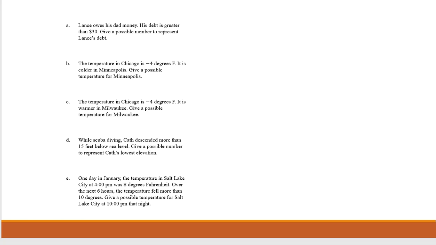Okay, so if his debt is greater than $30, well, we know a debt of $30, we could represent that by a negative 30. So if his debt is greater than that, then that means we could choose something like negative 35 or negative 40 or negative 56. All of these would be examples of a debt greater than 30. Okay, so hopefully you have one that will work. Numbers that wouldn't work would be any positive integers. Positive integers wouldn't work. And then anything that is smaller than negative 30 also would not work.